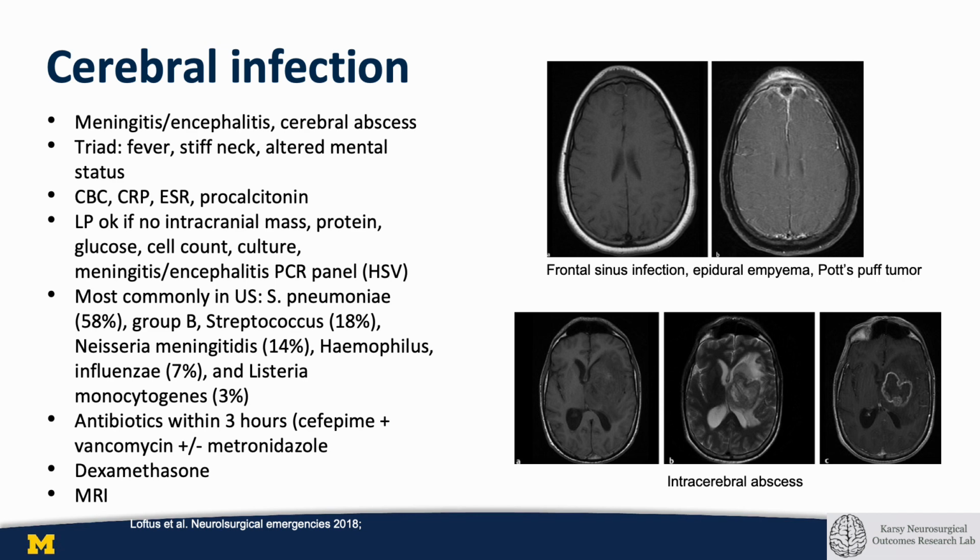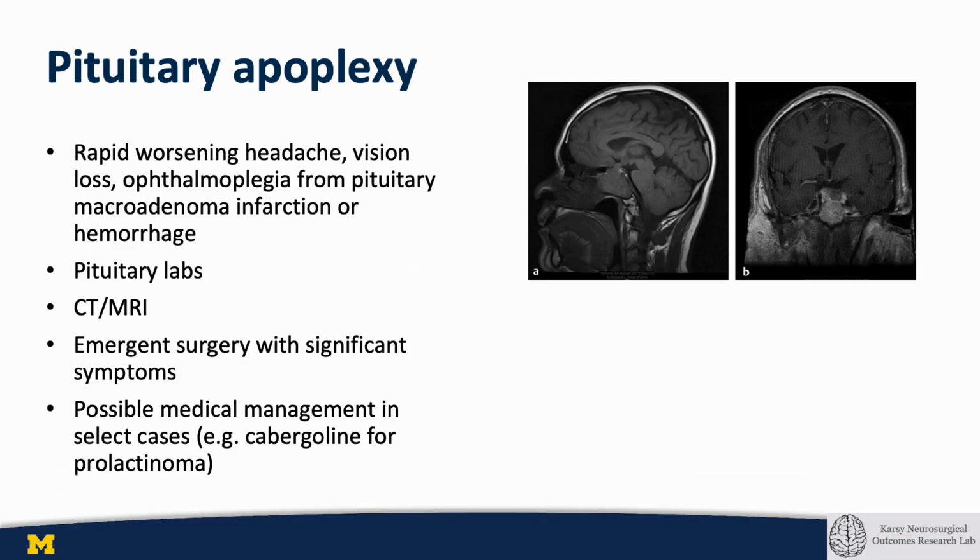An intracerebral abscess is this classic ring-like distribution of infection with restricted diffusion inside of it. These can be mistaken for tumors, but other features on MRI hopefully point to this being an infection. Amongst the tumors, we had mentioned that brain tumors typically don't present as neurosurgical emergencies unless they've hemorrhaged. But one of the types of tumors that does present as an emergency is a pituitary apoplexy.